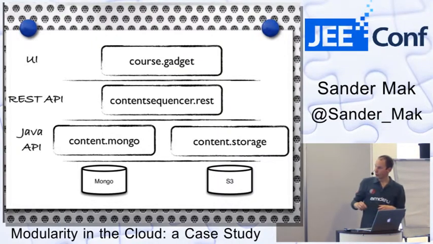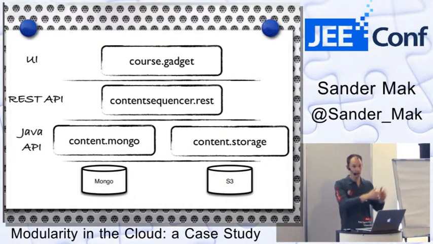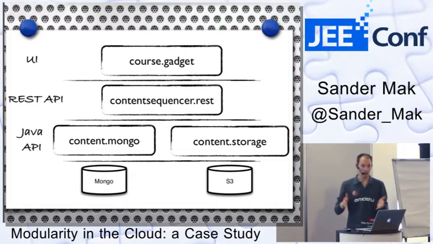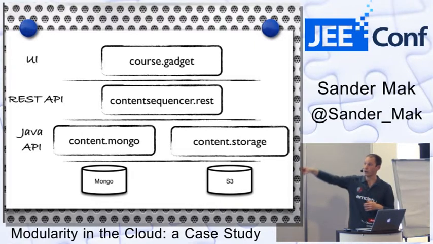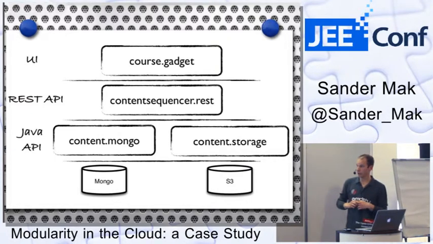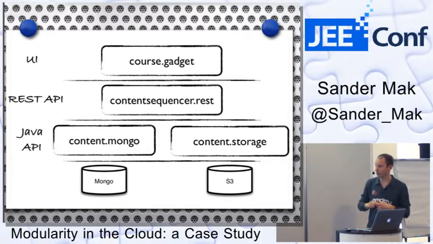So this course gadget needs to know in what sequence it has to display all the course materials to the user, and it talks to this REST endpoint, which in itself is also an OSGi bundle, which contains the REST endpoint and knows how to marshal, demarshal, and how to communicate with the course gadget. When we get below there, this content sequencer uses a Mongo bundle, which contains all the details about how to communicate with Mongo, and it uses the storage bundle to retrieve the pictures and videos and other kinds of static content from Amazon S3.